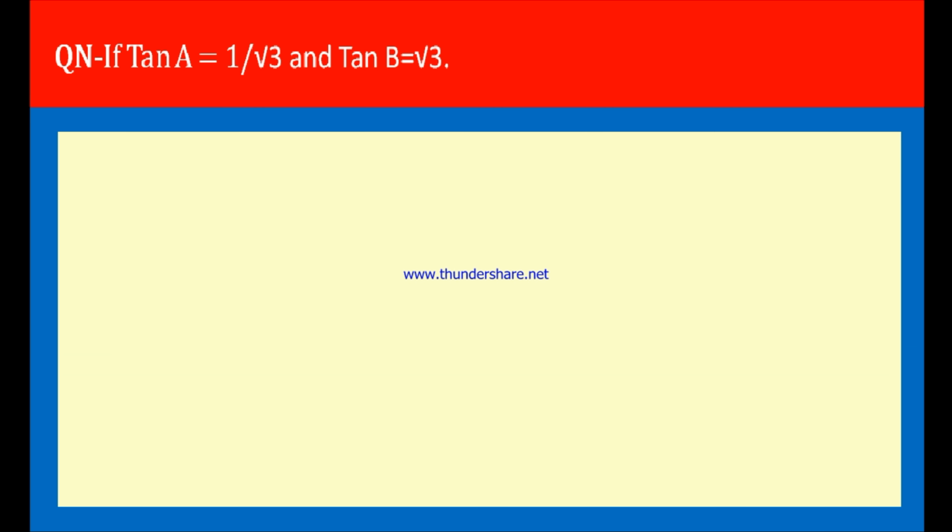Now, tan A is equal to 1 by root 3 and tan B is equal to root 3. And find sin A into cos B plus cos A into sin B. I shall repeat. If tan A is equal to 1 by root 3 and tan B is equal to root 3, then find the value of sin A into cos B plus cos A into sin B. This question appeared in June 2017.